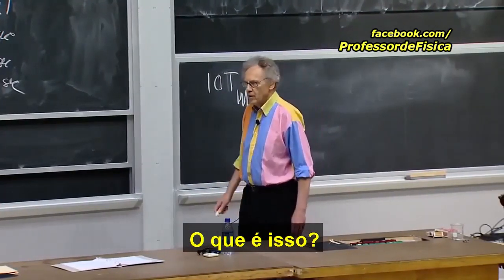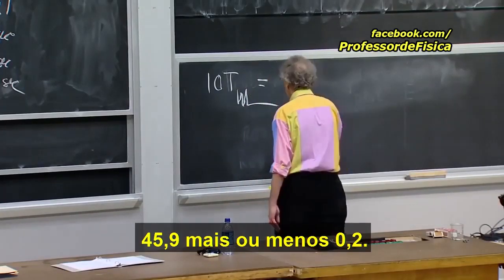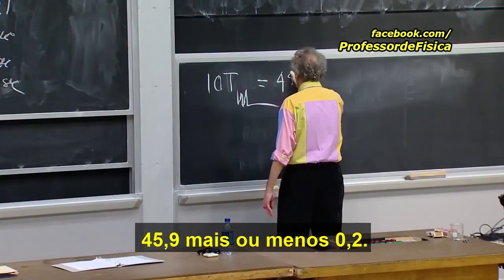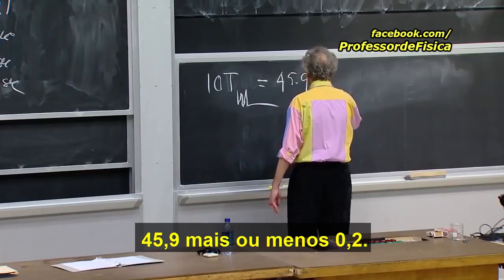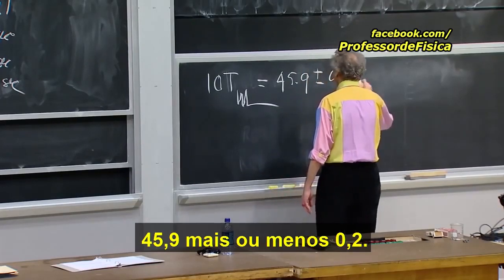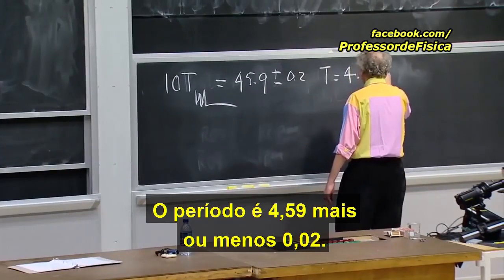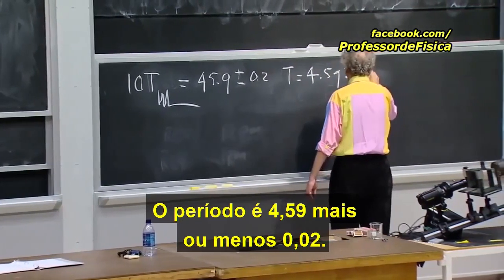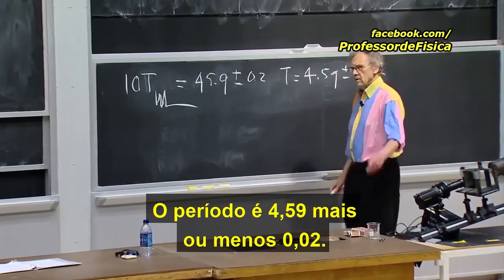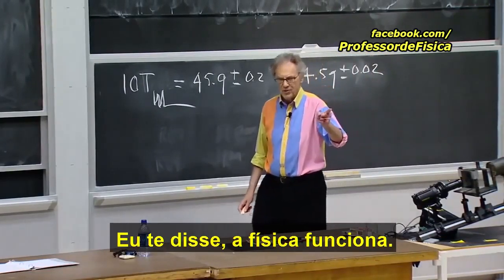What is it? 45.9 plus or minus 0.2, period is 4.59 plus or minus 0.02. I told you, physics works.